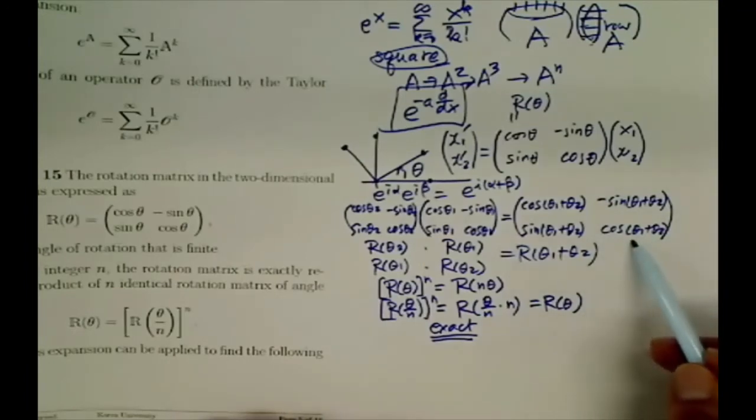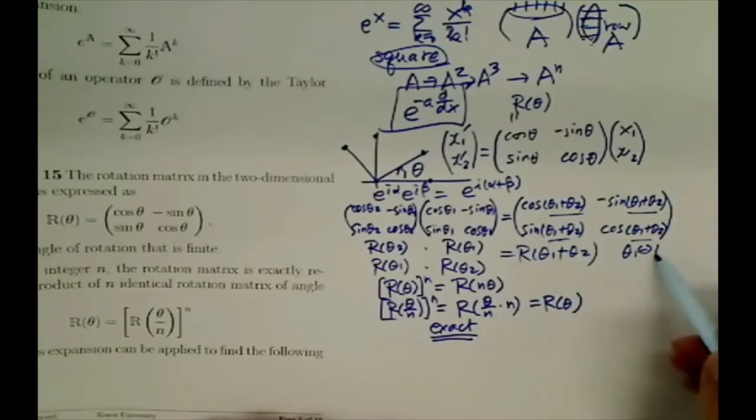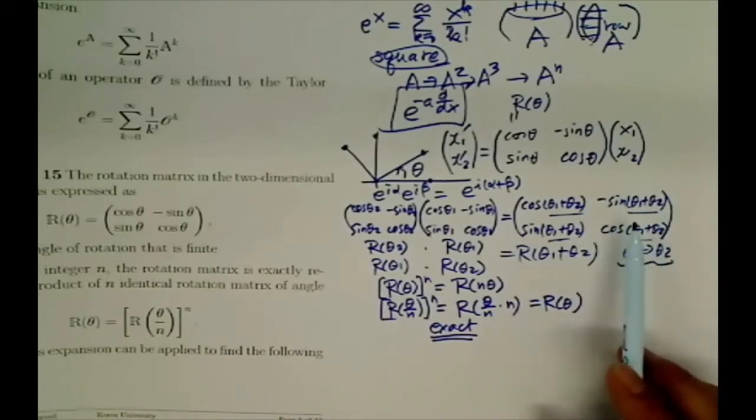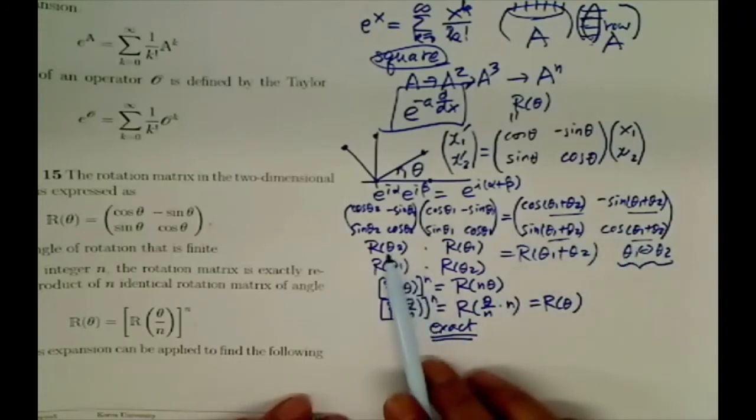You can see this theta 1 plus theta 2. All expressions are theta 1 plus theta 2. So if we exchange theta 1 and theta 2, this result is always the same. Therefore, this one is our theta.